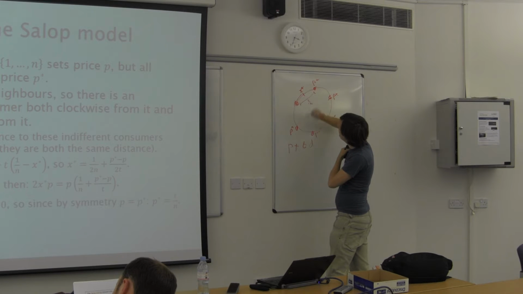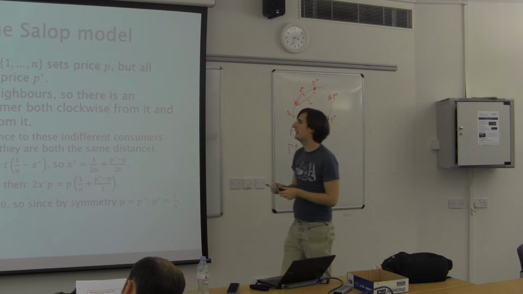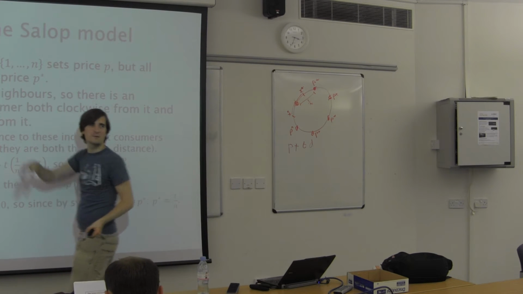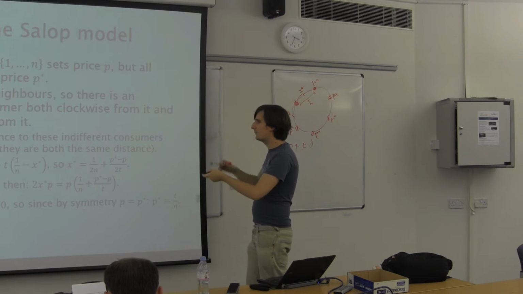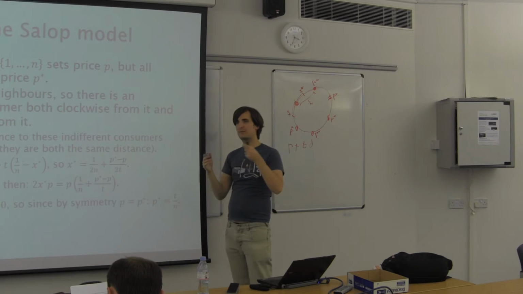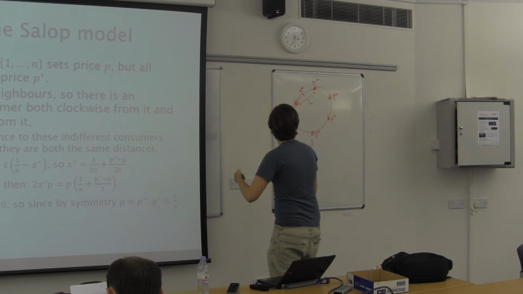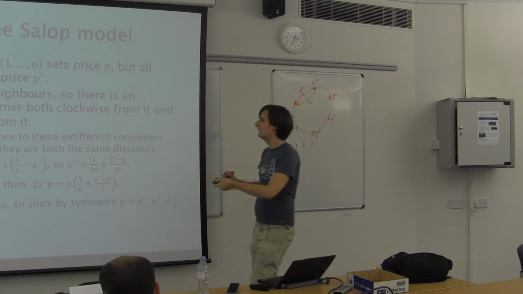Okay, this distance is X star. And there's going to be another indifferent consumer here. And this distance is also X star. Okay, so X star is the distance to the indifferent consumer from this firm I that we're interested in. So for this consumer to be indifferent, they have to get the same value from going left that they get from going right.